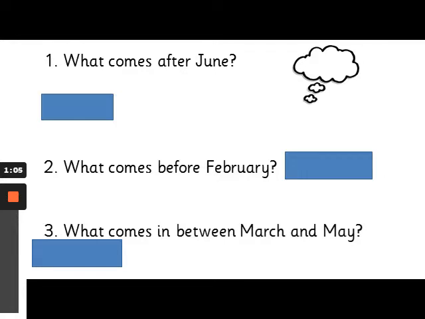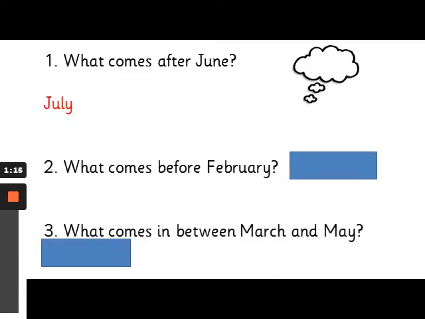The first question is, what month comes after June? Have a little think, pause the video and write down what your answer is. Brilliant, the answer is July. July comes after June. The next question is, what month comes before February? Pause the video and work out the answer and write it down. Brilliant, the answer is January. It goes January, then February.